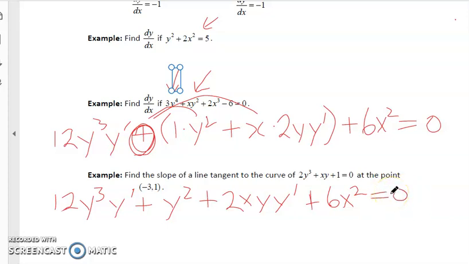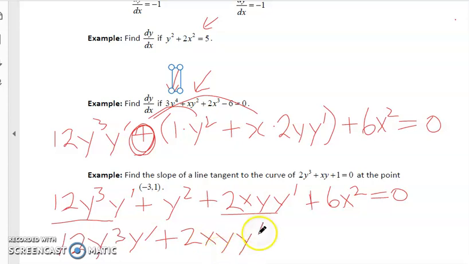Now, notice that you've got y prime here in 2 locations, not just one. It's there twice. Now, if this was a simple linear equation and you had the x's there twice, you know what you'd do. You'd get your x's together on one side, and you'd throw everything else to the other side. So that's what we're supposed to do here. So keep the 12y cubed y prime on this side, and plus 2xy y prime. Leave them both on this side.